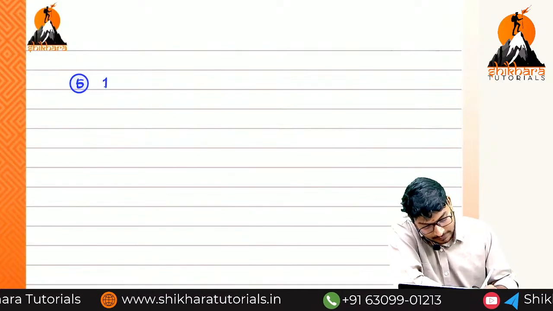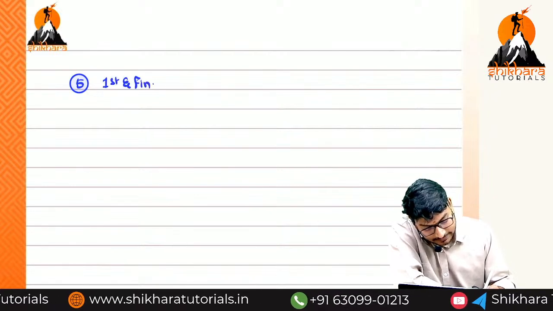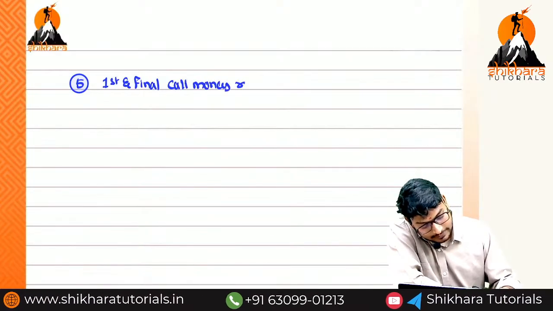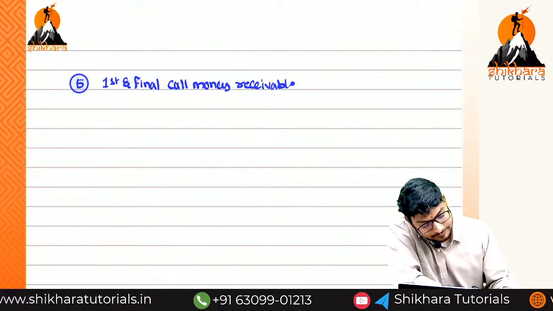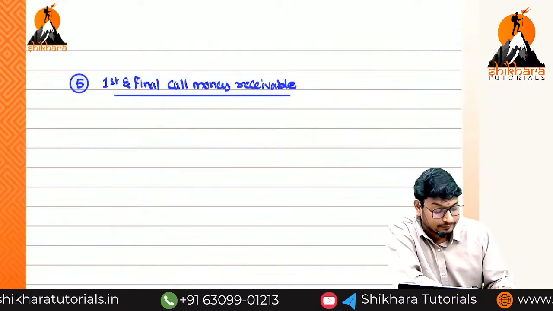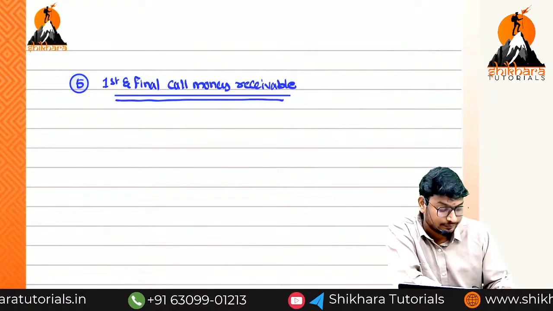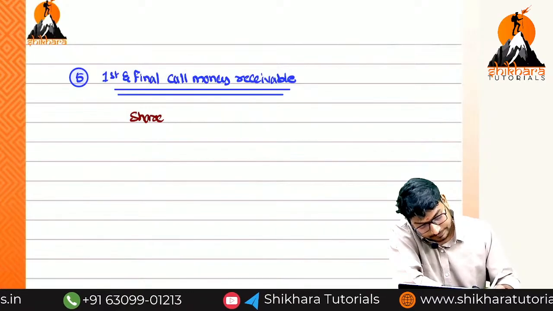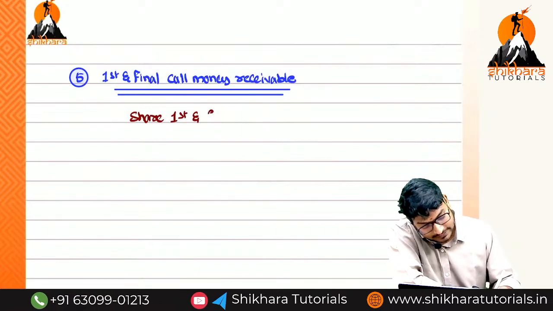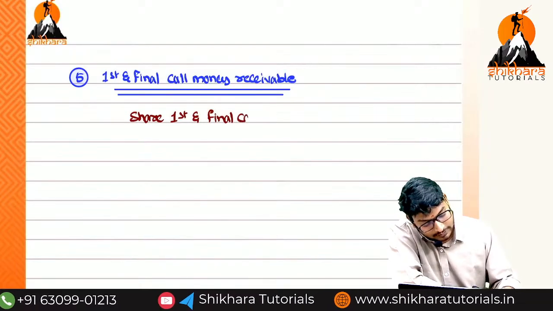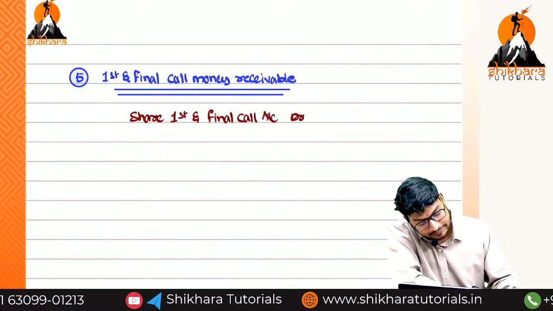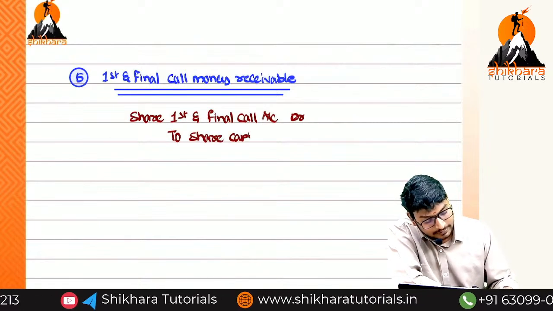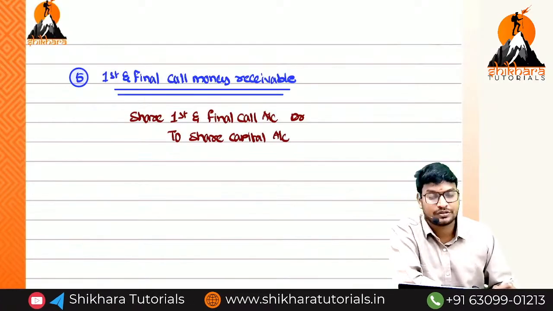First and final call money receivable. What is the entry for this one? Share first and final call account debit to share capital account. How many shares we have issued, ma?